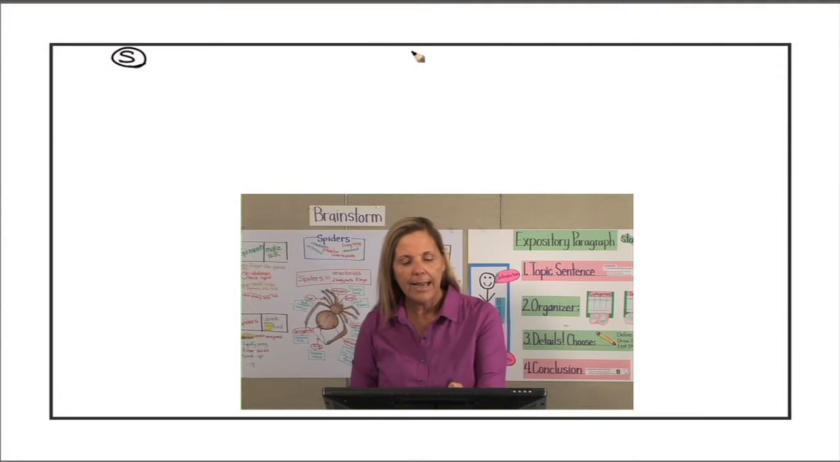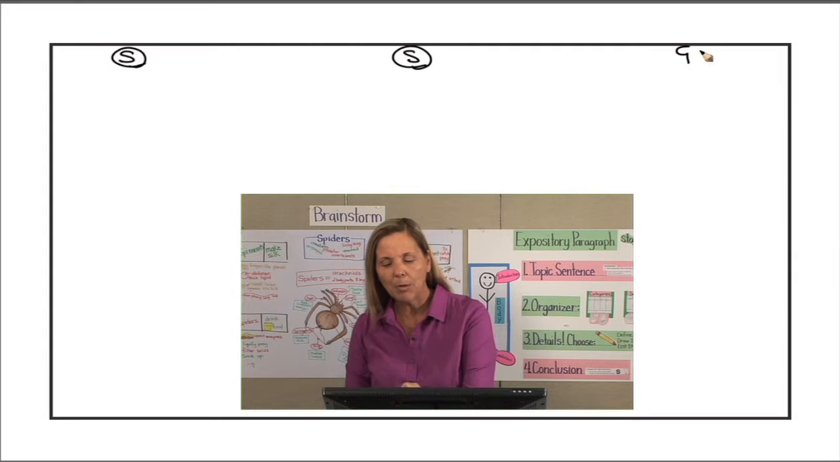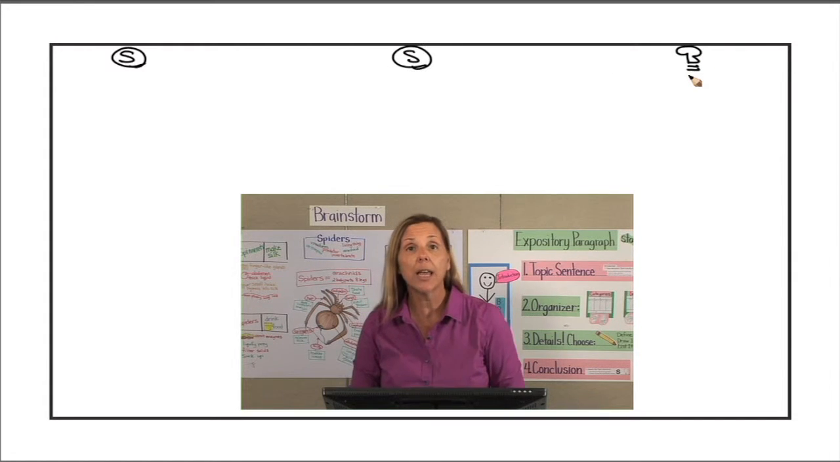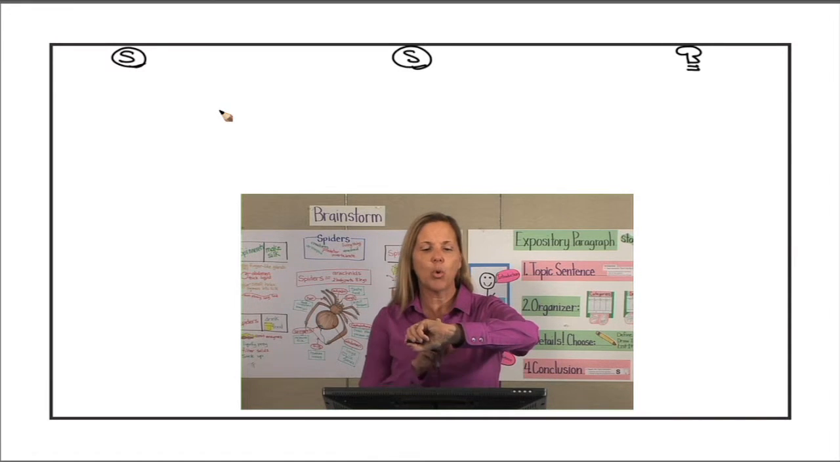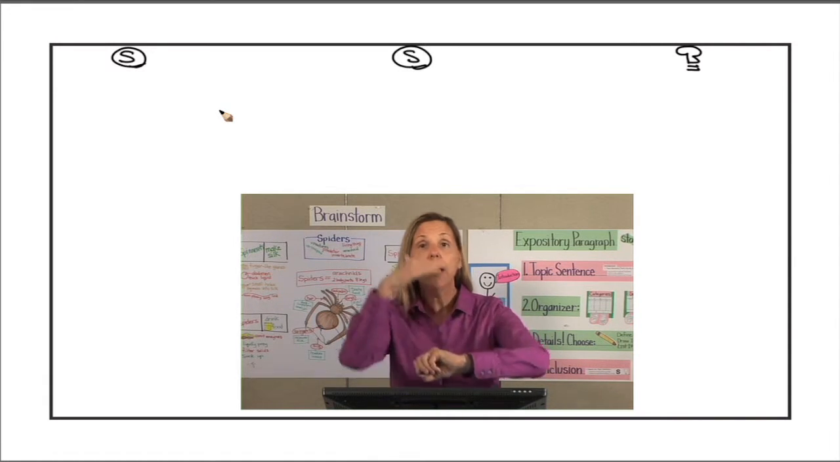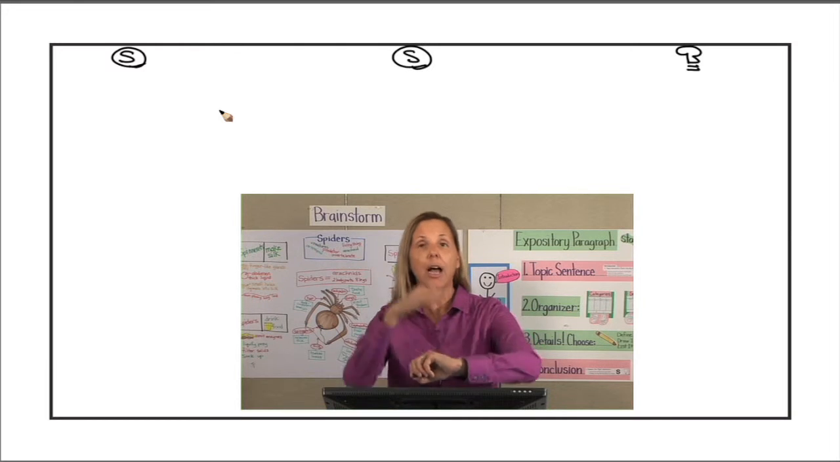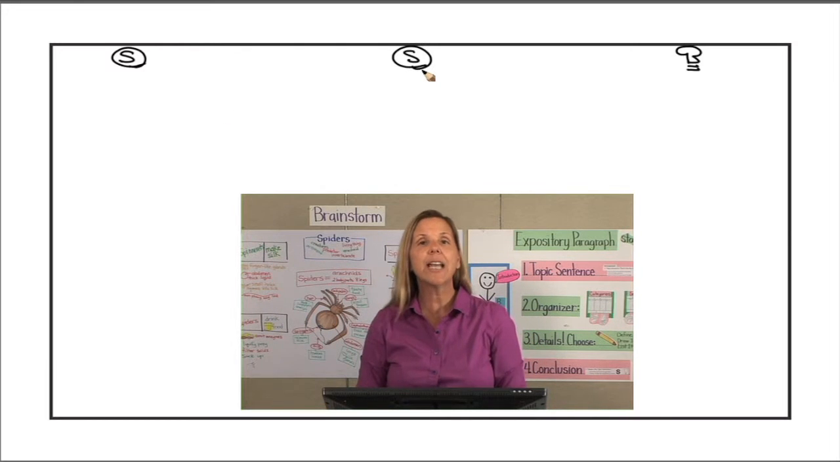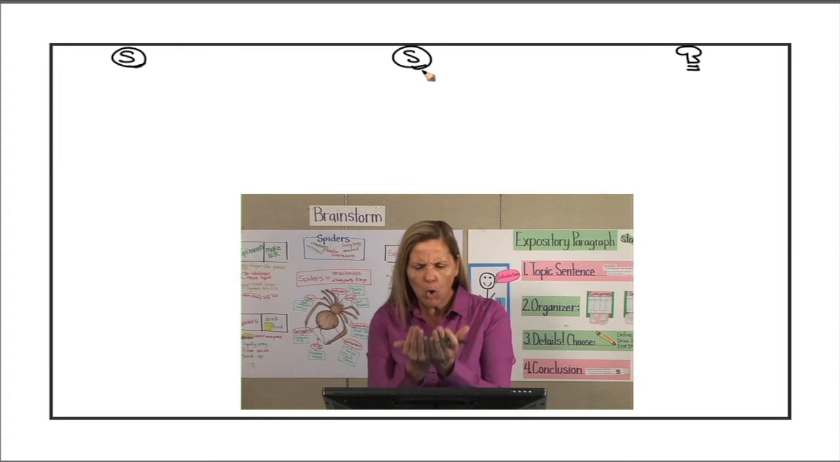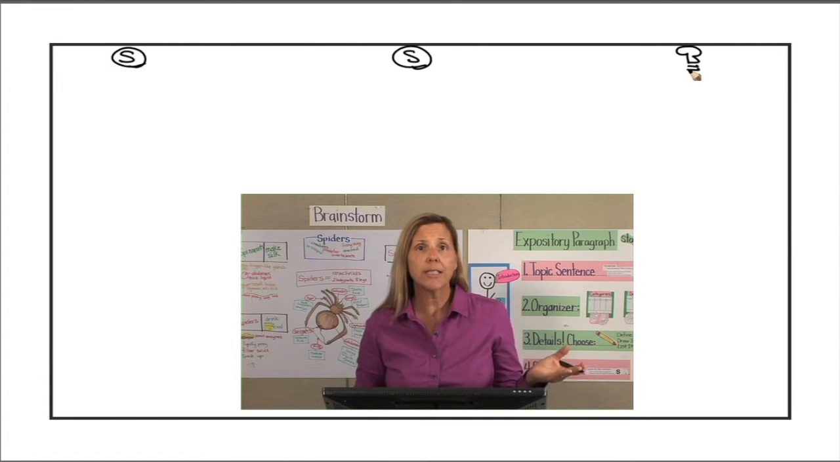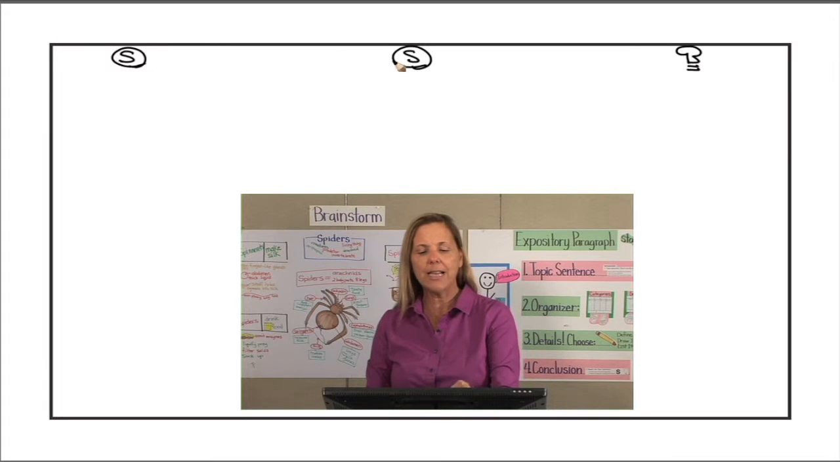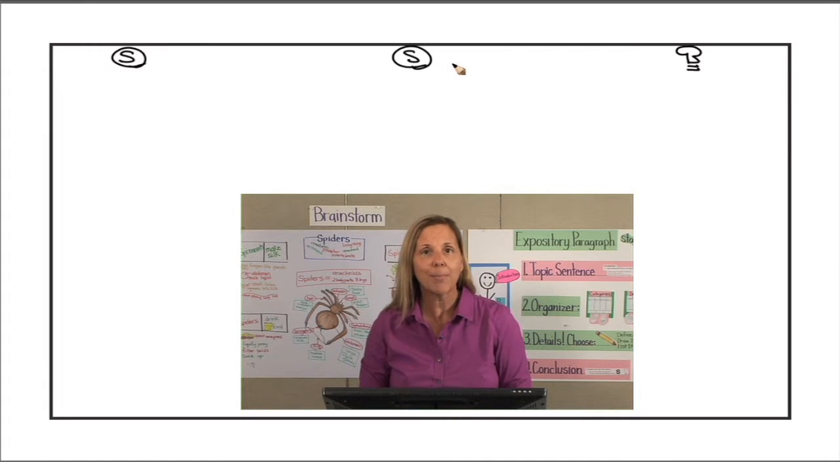S, S, light bulb. Let's review what S S light bulb means. The first S is setting. What does that mean? Point to your wrist like it's a watch. Time and place. So what does setting tell us? Time and place. What is the second S? Subject. Who or what is the information about? Go to the light bulb. What does the light bulb mean? What's the big idea? And who cares? Why is it so important? So we have our S S light bulb to help us create our topic sentence.